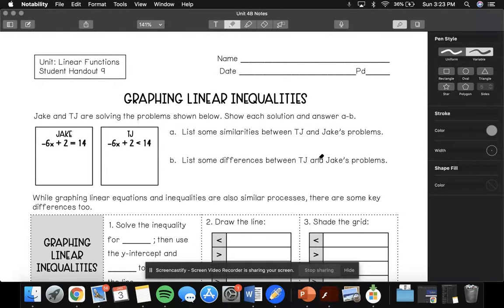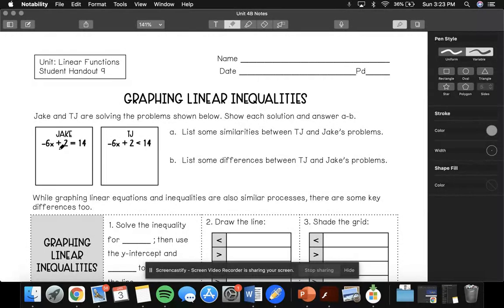Jake and TJ are solving the problems below. Show each solution and answer A through B. So we have Jake, who has negative 6x plus 2 equals 14, and then TJ, who has negative 6x plus 2 is less than 14.